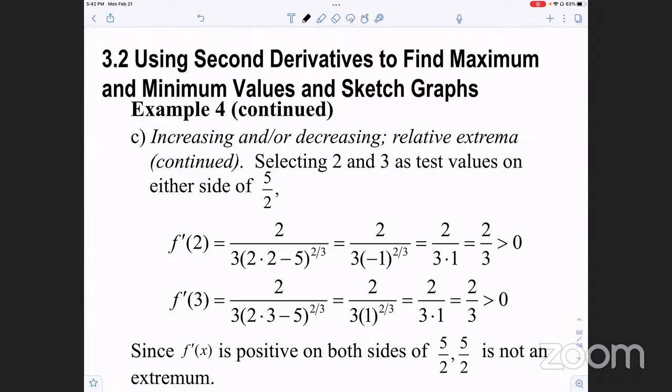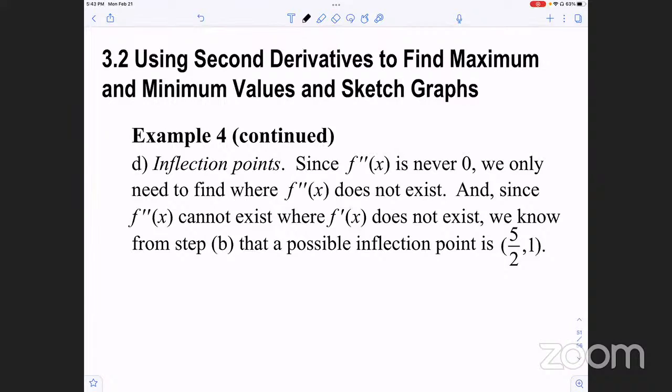So then if 5/2 is 2.5, the number they chose to the left was 2, and the number to the right was 3. So notice that they're both positive, right? When you choose a number on the left and the right, they're both positive. Since f prime is positive on both sides, 5/2 is not an extrema, right? It was a candidate, it was a critical value, but then it turned out to not be an extrema. And so if you choose a few additional points.